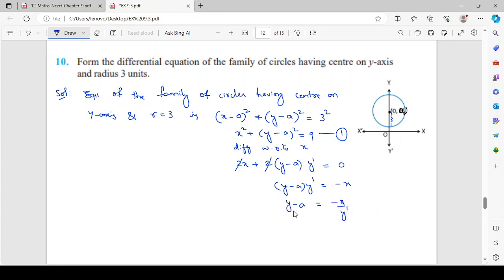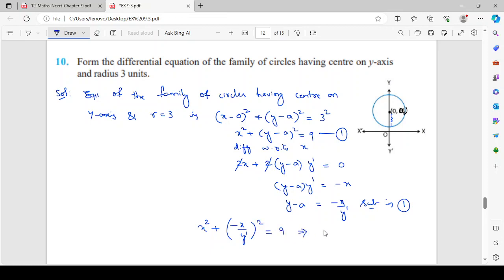Okay. So can you see here, the arbitrary constant y minus a is present on the left hand side. Together I am considering y minus a as the term, and I am writing it as minus x by y dash. This value is substituted in equation 1. So x square plus entirely y minus a will be replaced by this, so minus x by y dash the whole square equal to 9.